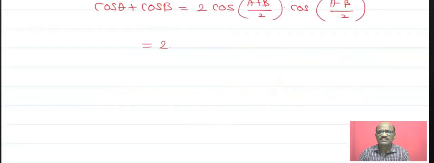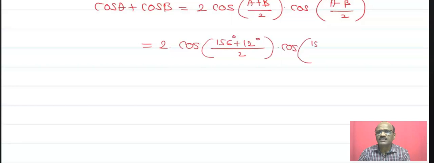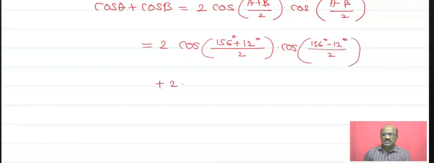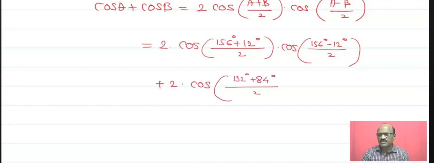Therefore, that is equals to 2 times cos of (156 plus 12) degree upon 2 and cos of (156 minus 12) upon 2 plus, for both the terms we are applying this formula.